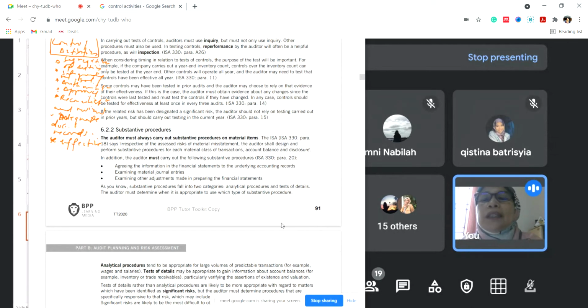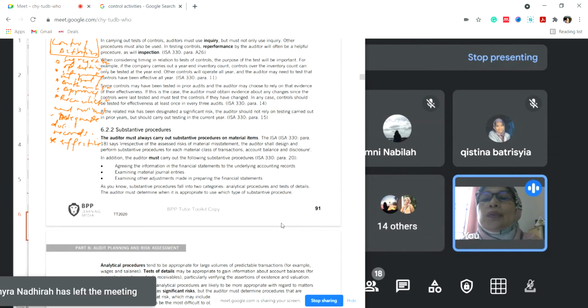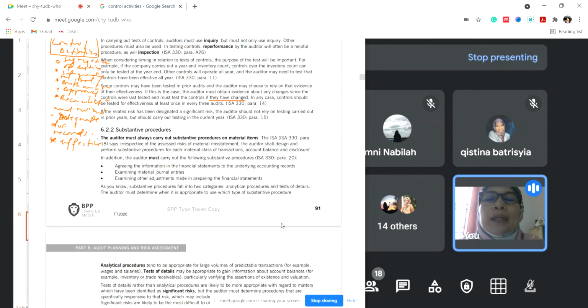If this is the case, the auditor must obtain evidence about any changes since the controls were tested and must test the control if they have changed. So kalau ada berlaku perubahan, buat. In any case, control should be tested for effectiveness at least once in every 3 years, 3 audits.